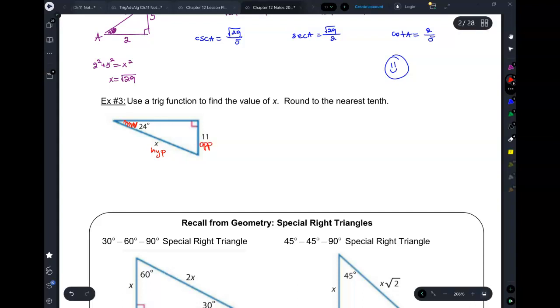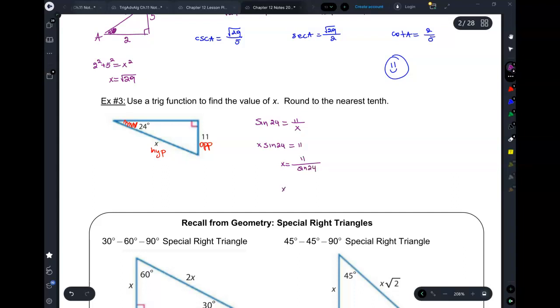So I have opposite and hypotenuse. Which of the ratios is that? Sine, cosine, or tangent? It's sine. So remember, it's always sine of the angle. What is the angle here? Sine of 24 is equal to 11 over x. And now we have to solve for x. So cross multiply, because now we're experts at all of this. Yeah, so it's easier. So then x is 11 over sine of 24.